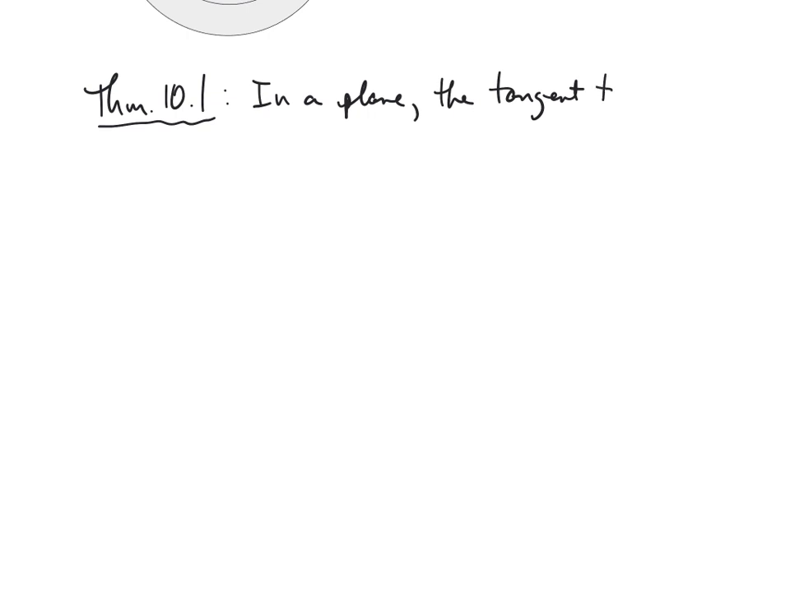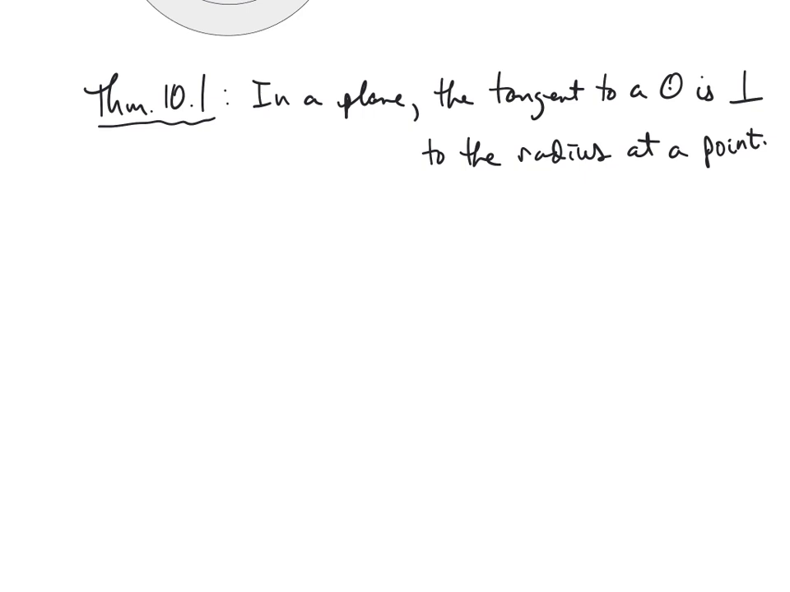And then what we do is we finish with 2 theorems and some numerical problems that go along with each of those. Okay, so finish off the section with 2 theorems. First, number 10.1. And the theorem for 10.1 goes like this. In a plane, the tangent to a circle is perpendicular to the radius at a point.